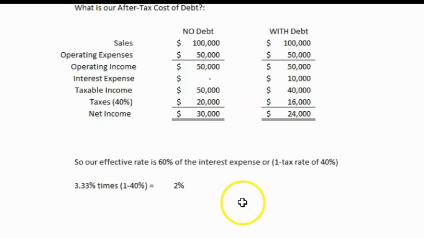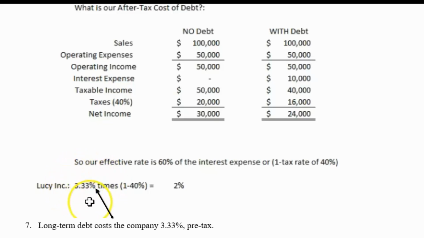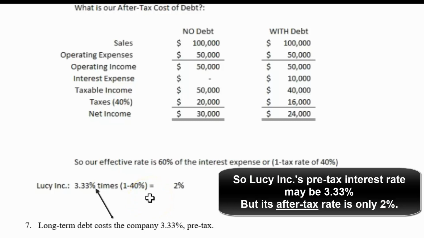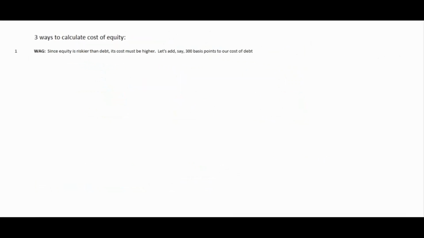So we say that our after-tax effective interest rate is the pre-tax rate times 1 minus the tax rate. So instead of going down by $10,000, this company's net income only went down by $6,000. So when it comes to the W.A.C.C. Inc. example, their pre-tax interest rate on long-term debt is 3.33%, times 1 minus the tax rate is 2%. So on the right-hand side of our balance sheet, our debt costs us 2% after tax.